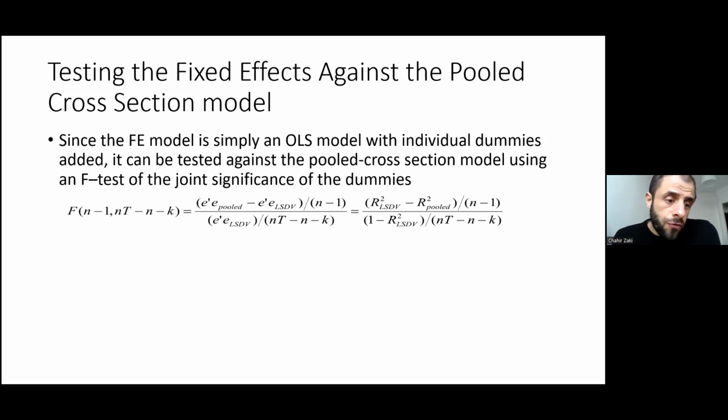And this is the classical formula of the F-test, where the degrees of freedom that we have are n-1, which is what we have in the numerator, and nT minus n minus k, which is what we have in the denominator, bearing in mind that n is the number of individuals that we have, T is the number of periods we have, and k is the number of parameters to be estimated, right? So here we're comparing the R squared of the least square dummy variables minus the R squared of the pooled model. And again, it's the classical formula of the F statistic.